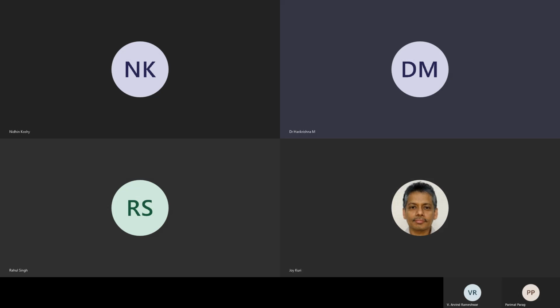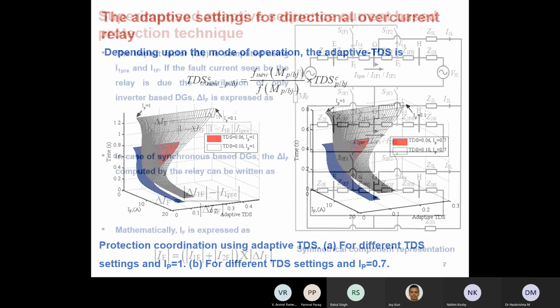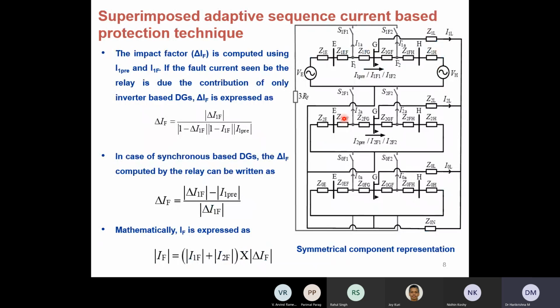So overall, the new pickup current value as well as the new time dial setting values are calculated based on the change in system configuration in order to protect the microgrid. Also, one of the proposed methods consists of superimposed adaptive sequence current. In this method, what we did initially, the simple network is represented in a symmetrical component diagram.